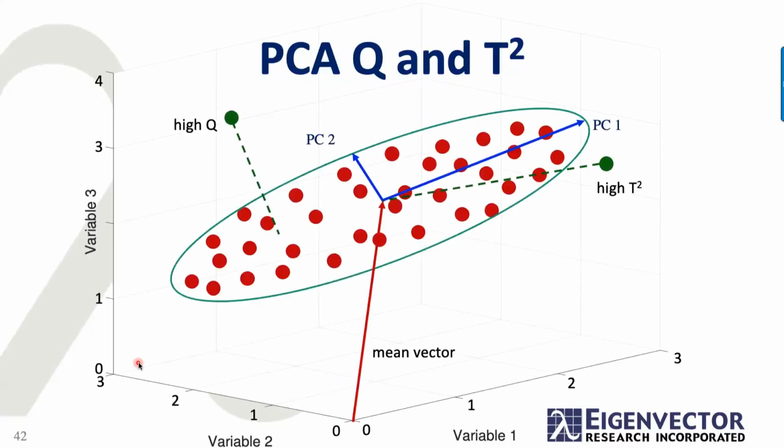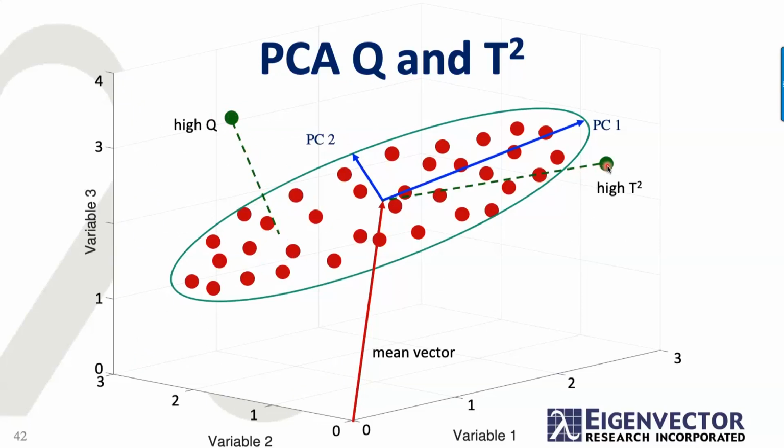So here's our data again in our PCA model. Here's a sample that would have a high Q value. That's because it's a long ways off the plane formed by the model here. So if I project it down on here, it winds up here. It's a long distance off.